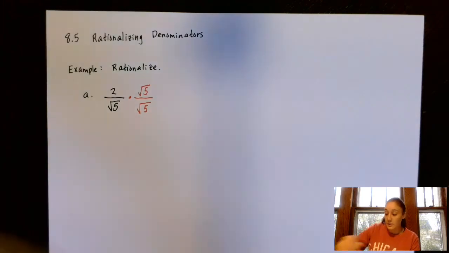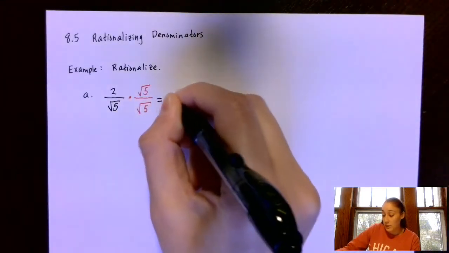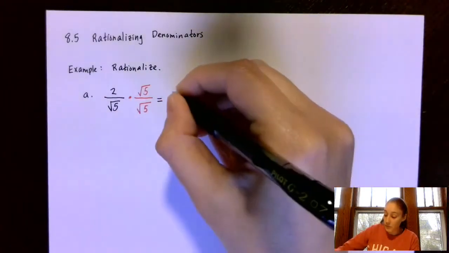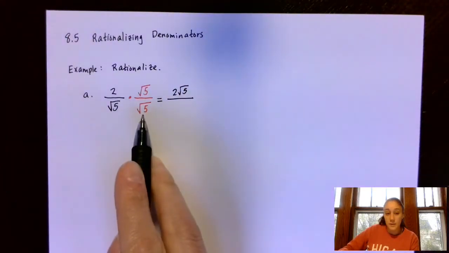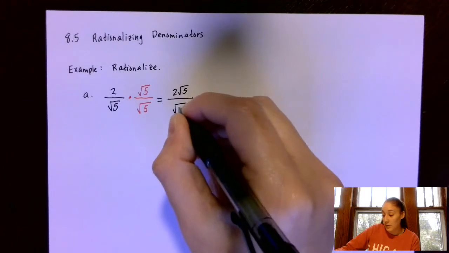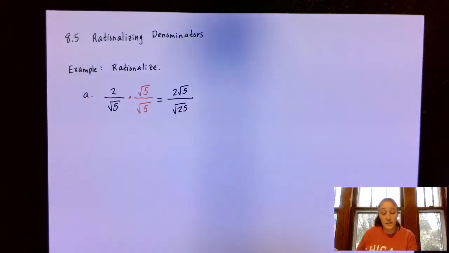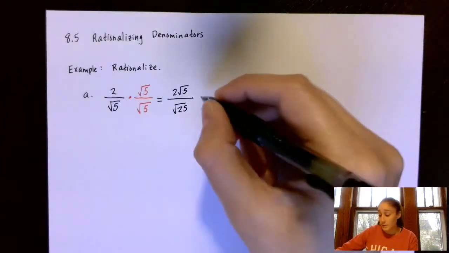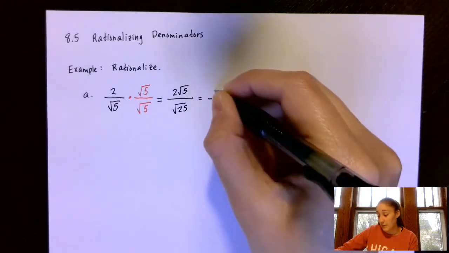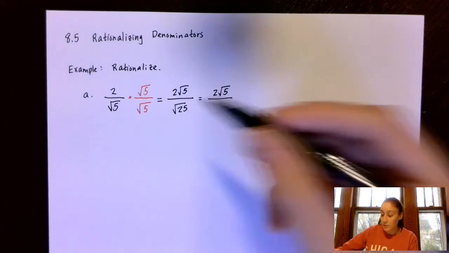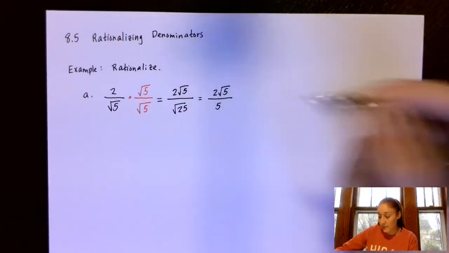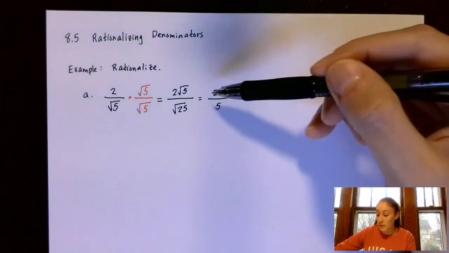So let's go ahead and do the math here. 2 times radical 5 is 2 radical 5, and radical 5 times radical 5 is radical 25. You might say we still have a radical in the denominator, but we can simplify that. My numerator is still 2 radical 5, there's no simplifying that can be done there, but the square root of 25 is 5.